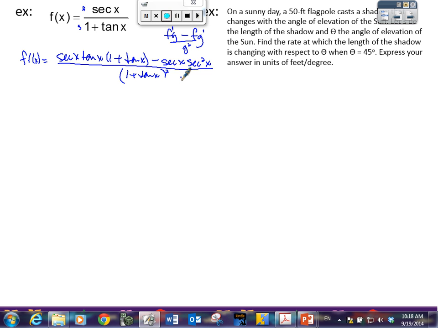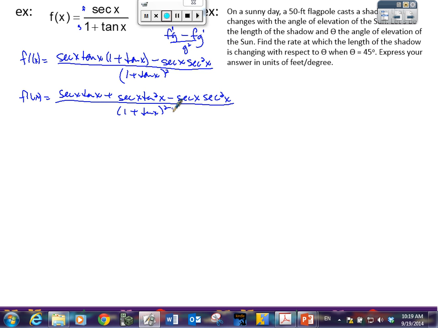At this point, we're pretty much done with the calculus part, and now we're going to be working on simplification and trig. First thing, and I hate to disappoint you, that is not in simplest form. There's a lot of work we need to do on it. The first thing I would do is distribute the secant tangent. So we have secant tangent plus secant tangent squared minus secant x secant squared x, all over 1 plus tangent x.